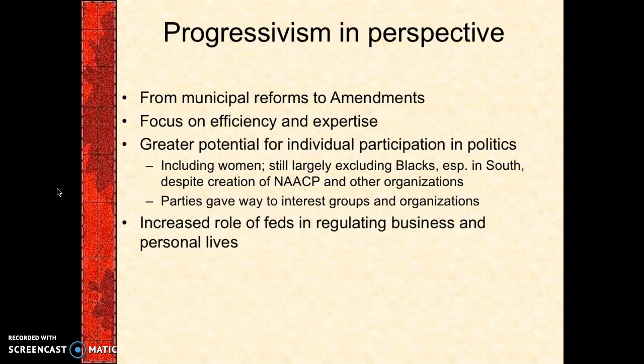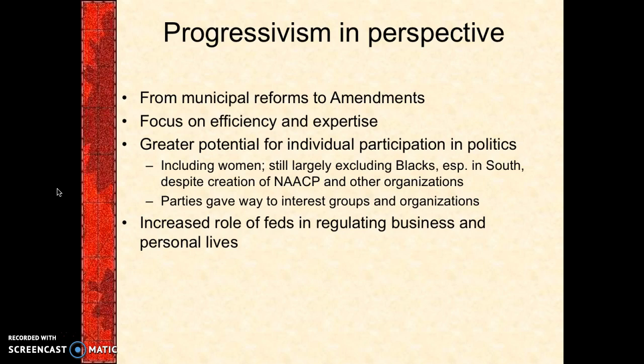Finally, we have progressivism in perspective. Throughout this chapter, we've talked about different types of reforms, from the municipal or city level all the way through constitutional amendments. Remember, the 16th is income tax, 17th is direct election of senators, 18th is prohibition, 19th is women's right to vote. There's been this overall focus on efficiency and expertise with regard to public policy.